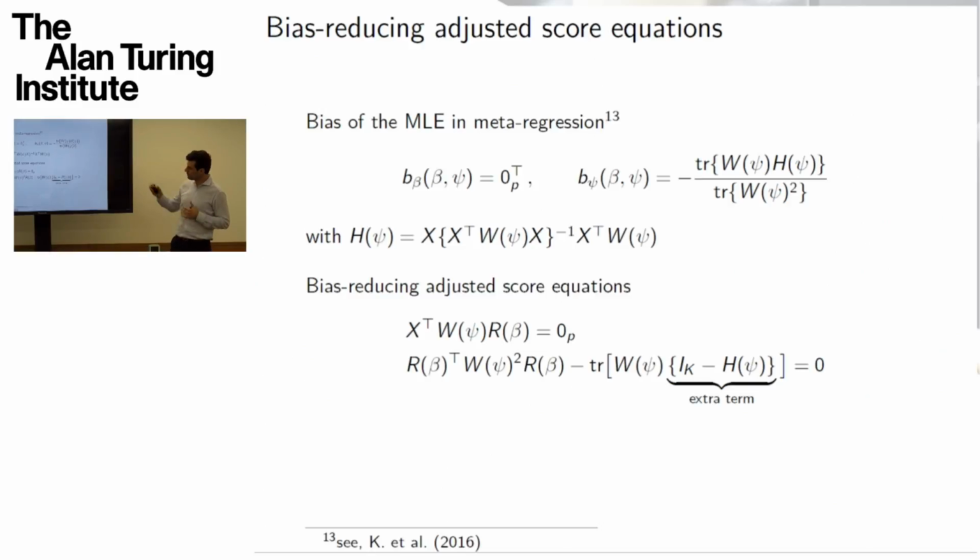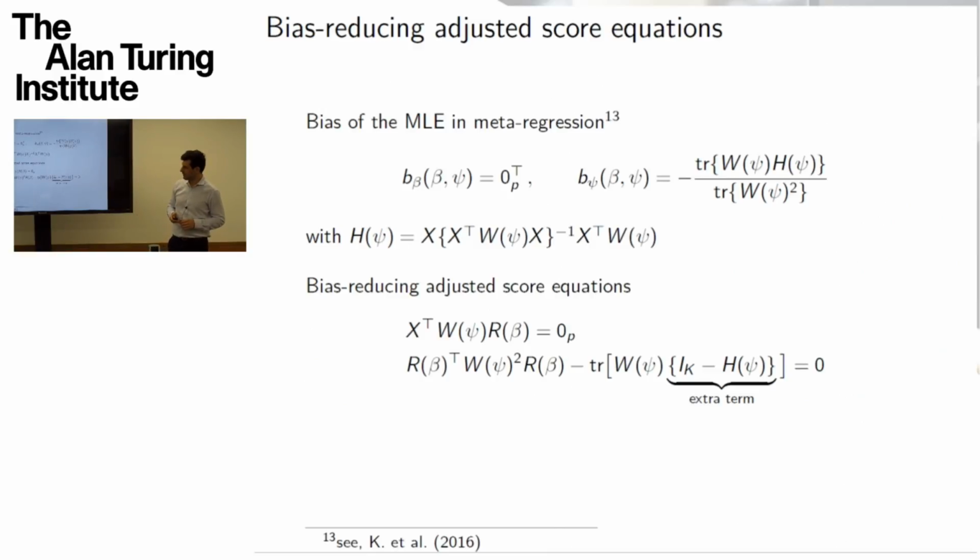And if you plug everything in and do some algebra, you see that the bias-reducing adjusted score equations have a very simple form. The score equations for beta, for the effects, are exactly the same as maximum likelihood. The score equations for psi, the heterogeneity parameter, are a modified version of the maximum likelihood equations, where you have this extra term here, this projection matrix, I minus H, multiplied by W.